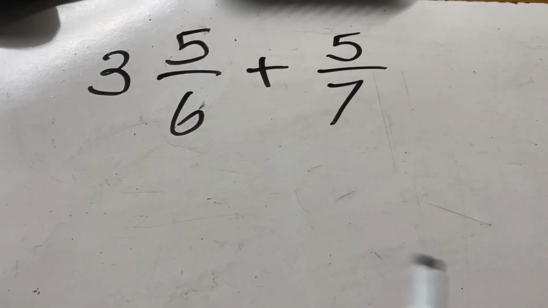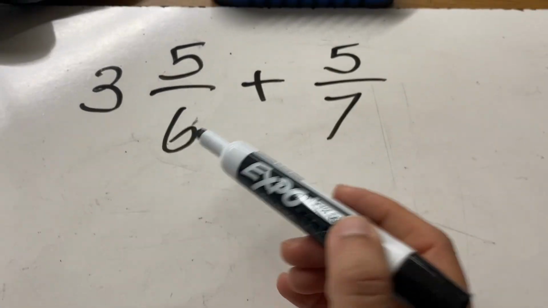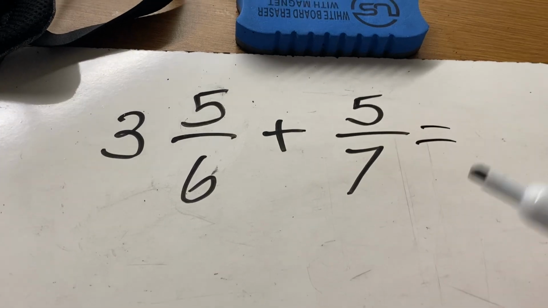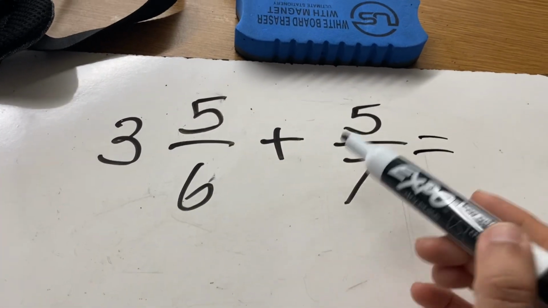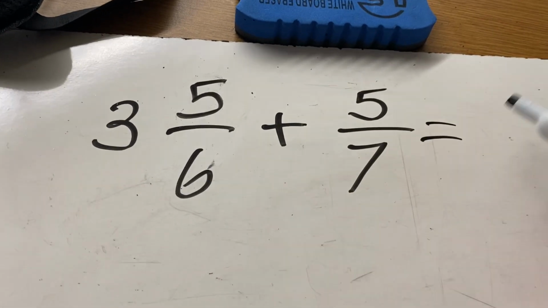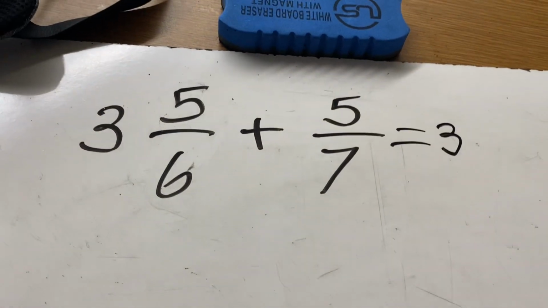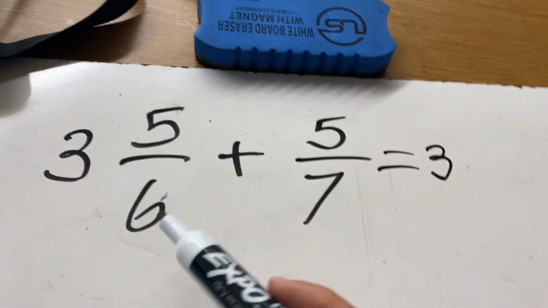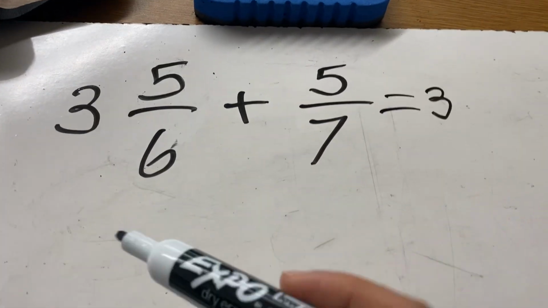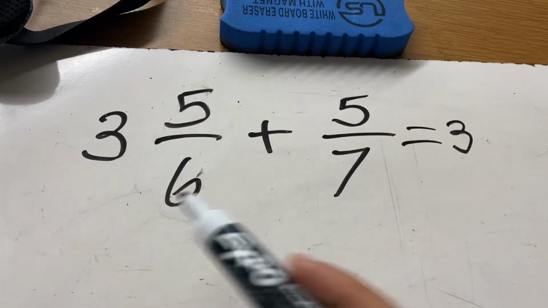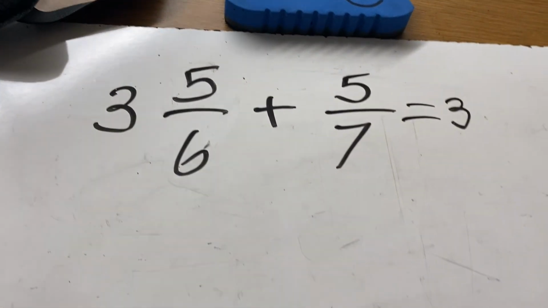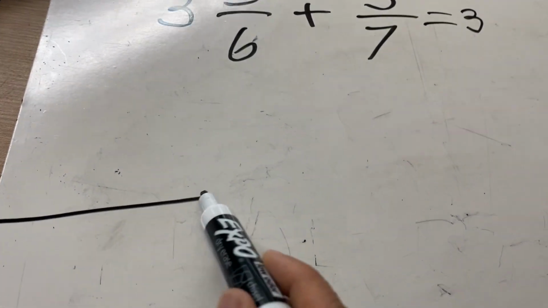So here I have 3 and 5/6 plus 5/7. Right away, I can add 3 and whatever whole number is here, which happens to be 0 right now. So 3 plus nothing is still just 3. And we need to convert 5/6 and 5/7 to a common denominator, right? We need to convert them to fractions with the same denominator. So we're going to do that on the side here, okay?